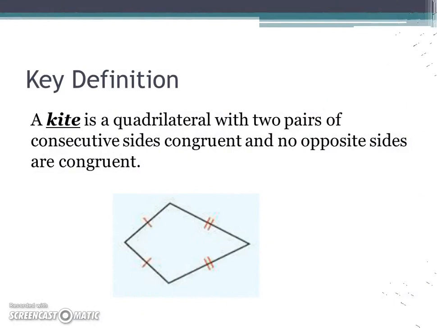Our next shape is called a kite. A kite has two pairs of consecutive sides that are congruent, but opposite sides are not congruent. So this is not a type of parallelogram. So consecutive sides are congruent.